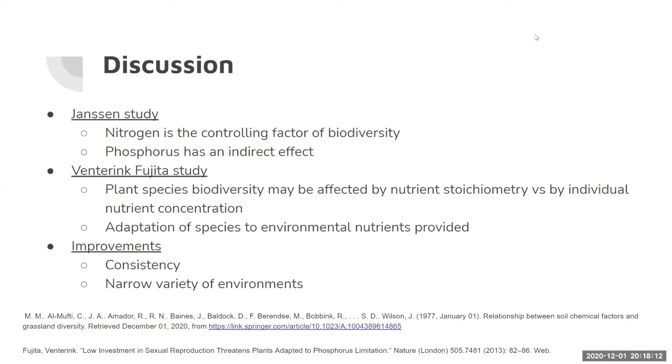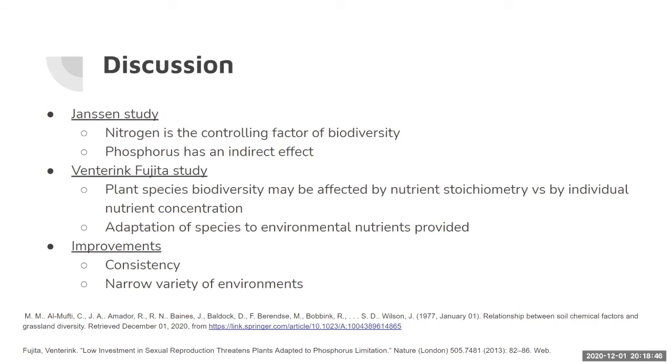In a study conducted in Eurasian wetlands by Venturing Fujita, it was shown that plant species biodiversity may be affected by the nutrient stoichiometry in the environment itself, as opposed to being affected by the individual concentrations of each nutrient. The study suggested that perhaps the plant species are able to adapt to the available environmental nutrients provided. The author hypothesized that the slow-growing plant species reduce their investment in sexual reproduction and seed production because of their shorter flowering periods and longer lifespans.